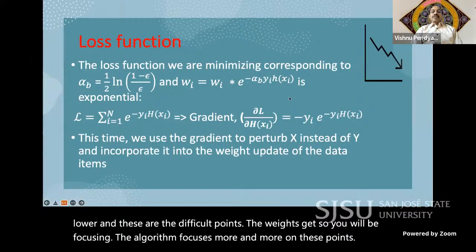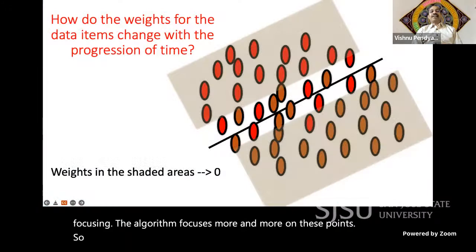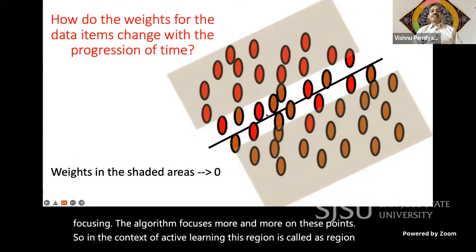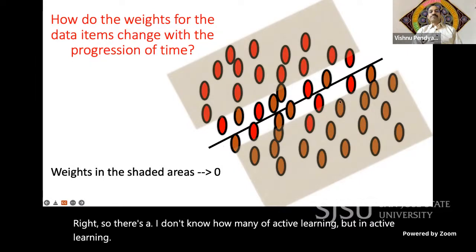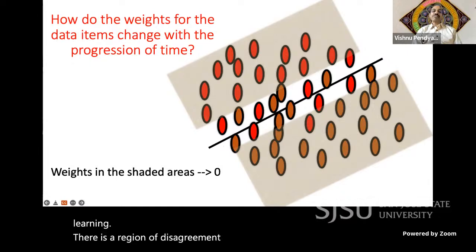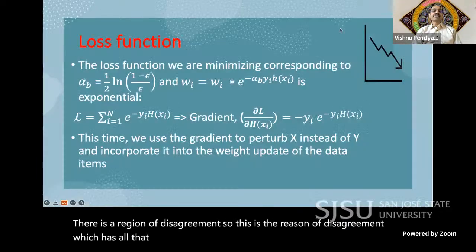So in the context of active learning, this region is called the region of disagreement, right? I don't know how many of you know active learning, but in active learning, there is a region of disagreement. So this is the region of disagreement which has all the difficult points.